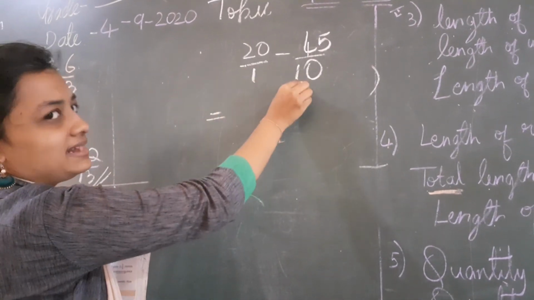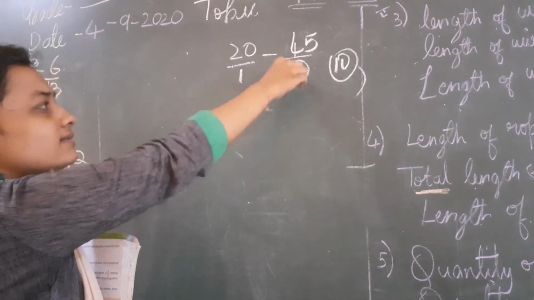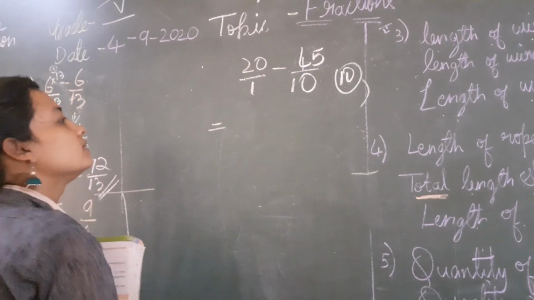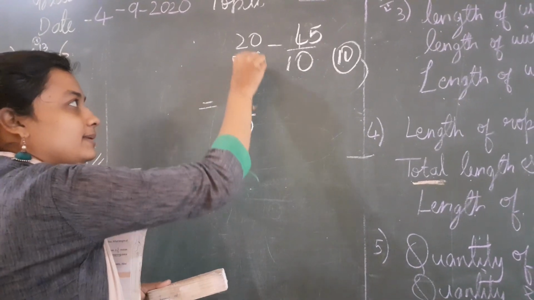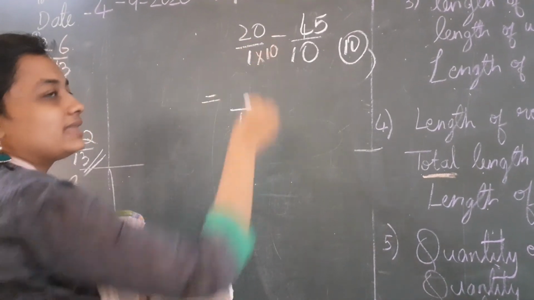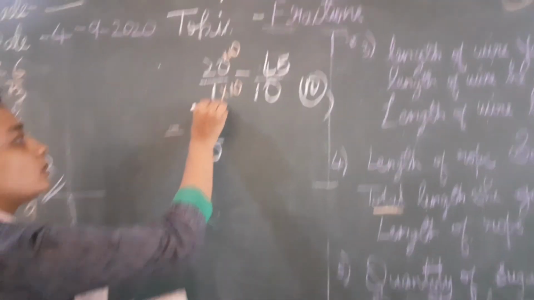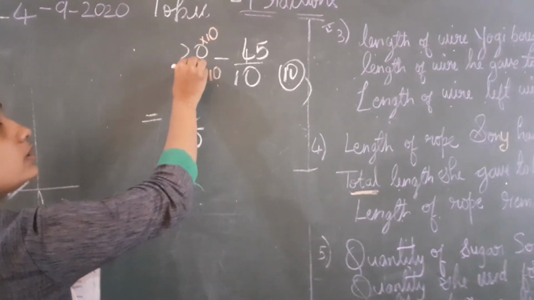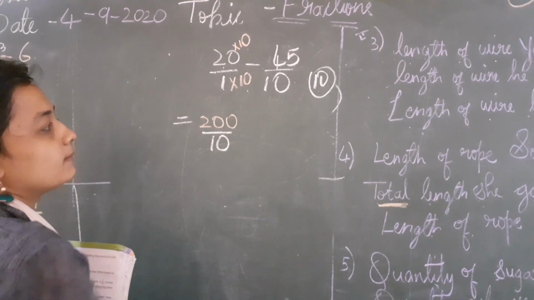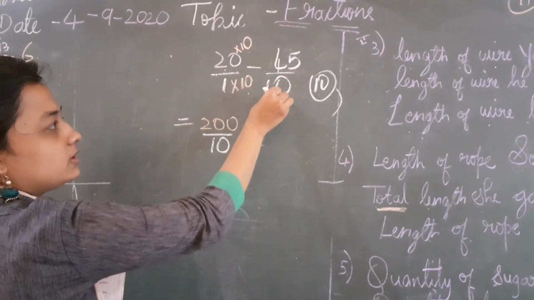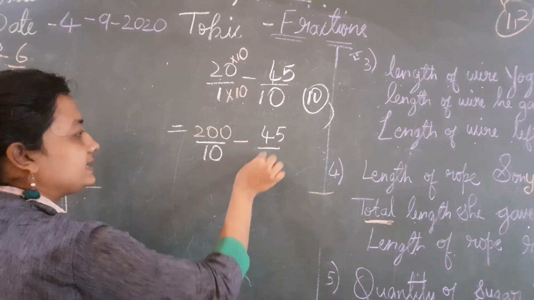Now, what is the LCM? It is 10 again. So, no need of converting the second one. Let's convert the first fraction. I should have denominator 10. So, I have to multiply this 1 with 10 and multiply the numerator also with 10. So, 1 10s are 10. 20 into 10s are 200, minus. I have the same denominator, so I just write 45 by 10.